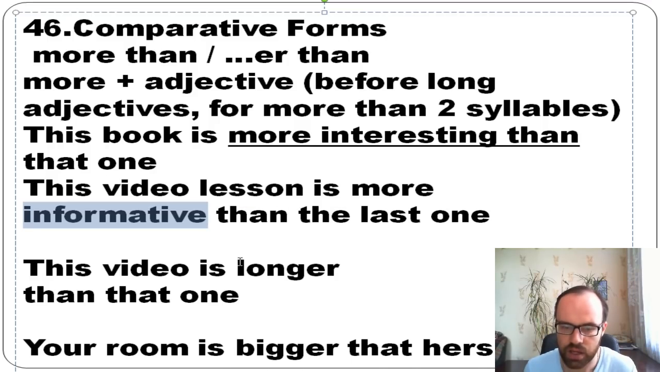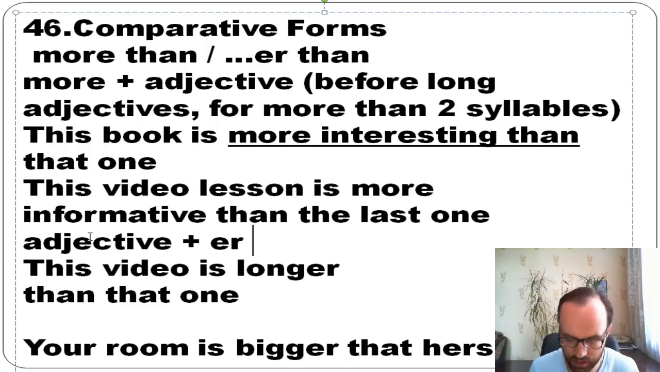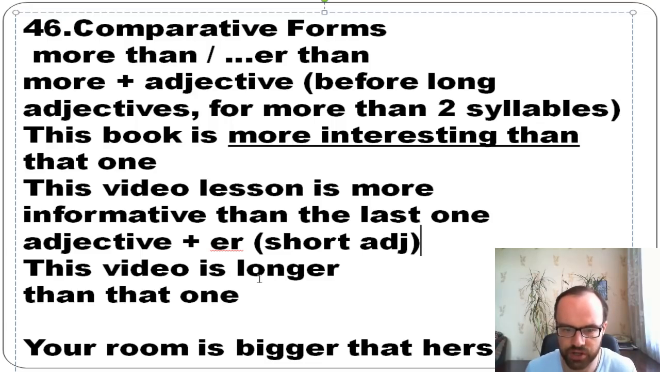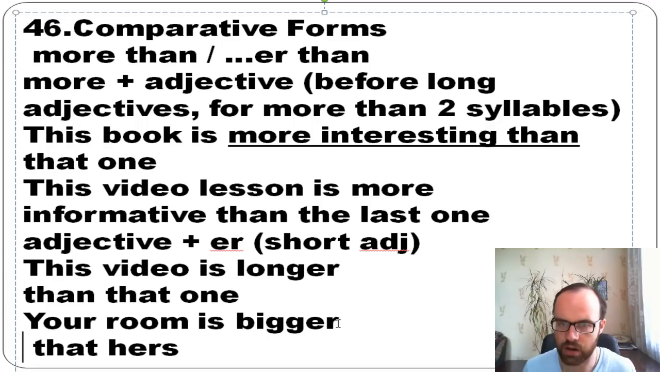Long is a short adjective, and you often use adjective plus er with short adjectives. Look, this video is longer. Long plus er. This video is longer than that one. Next, your room is bigger than hers.